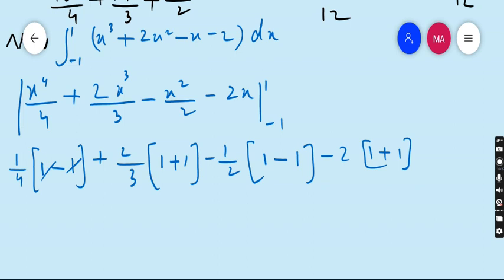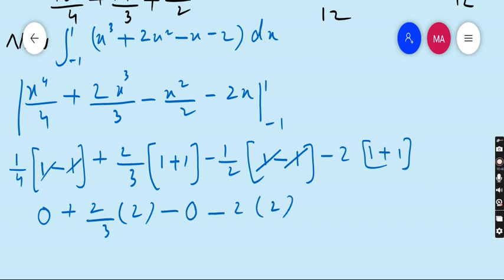So 1 minus 1 is 0, 0 upon 4 is 0, plus 2 upon 3, 1 plus 1 is 2. 1 cancels by 1, answer is 0, minus 2, 1 plus 1 is 2. 2 to the 4, 4 upon 3, minus 2 to the 4. LCM 3, for the 12, 12 minus 4 is minus 8 upon 3.